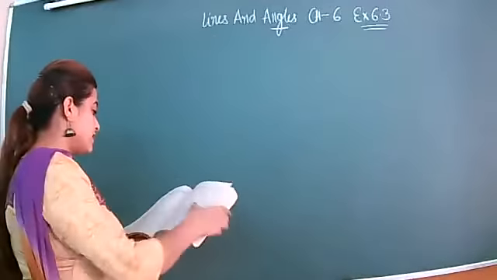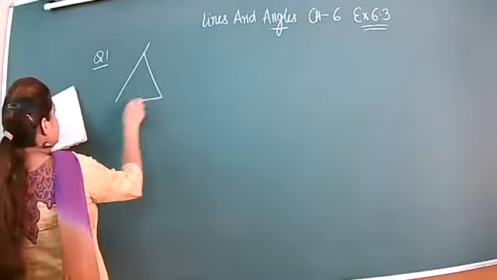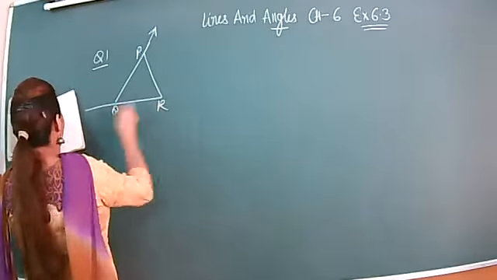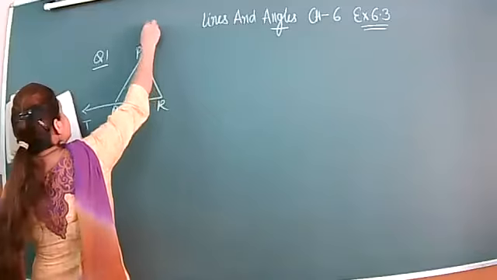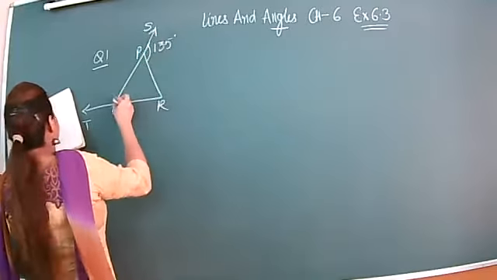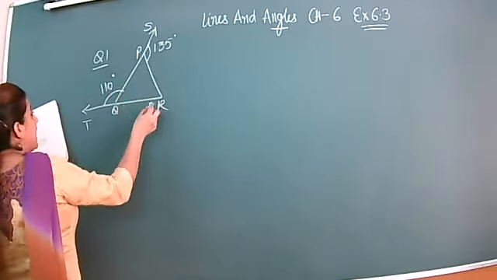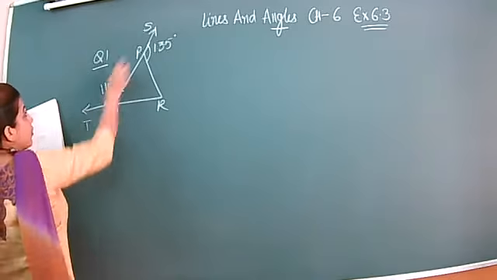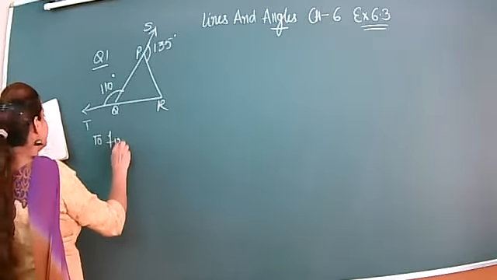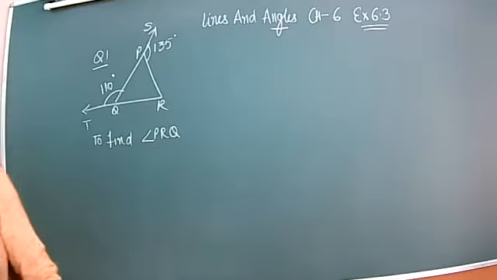Now in this third exercise, your first question is, you have given a triangle PQR. This is your T and this is your S. This angle is 135 and this angle is 110. The sides QP and RQ are produced to S and T such that these two angles are given and you have to find angle PRQ. This angle you need to find.